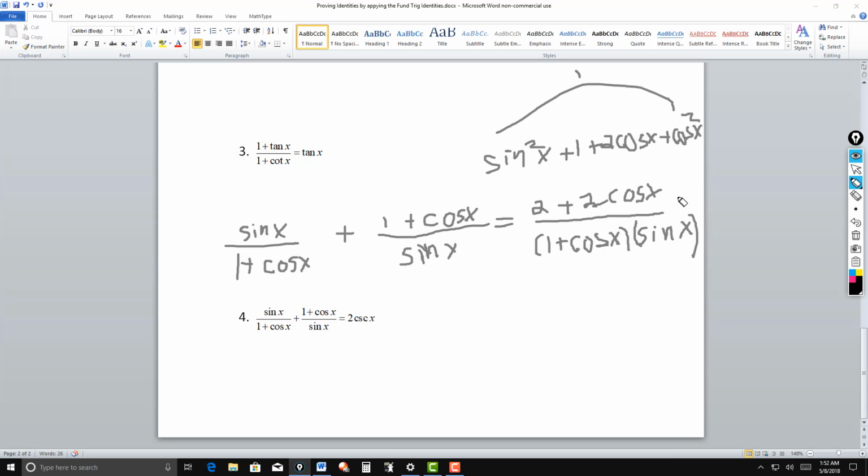Okay, so again, always looking ahead. I said that to get 2 cosecant of x, I can get 2 over sine of x, and that's the same thing. So looking ahead here, I can see that you can factor the top mainly by taking out a 2. On the bottom, we have 1 plus cosine x times sine of x.